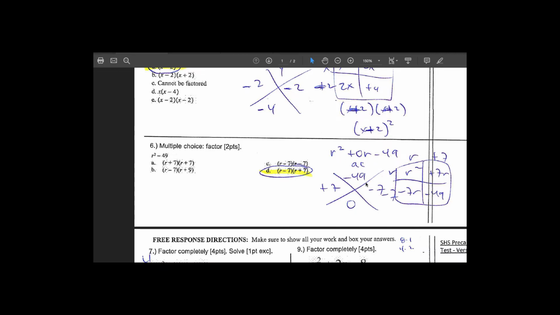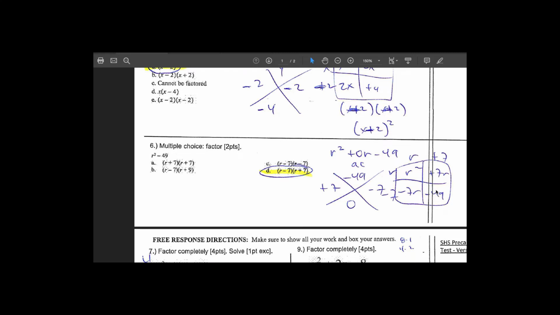Two numbers that multiply to be negative 49. That'd be positive 7 and negative 7. And remember, because they're opposites, if you add them together, they will equal 0. Put a 7 here. Add the r, negative 7r. A value, r squared, goes here, and then C value, negative 49, and you just factor r times r. This will become a positive 7, so 7 times r is 7r, and r times negative 7 is negative 7r. And then negative 7 times a positive 7 gives you a negative 49.